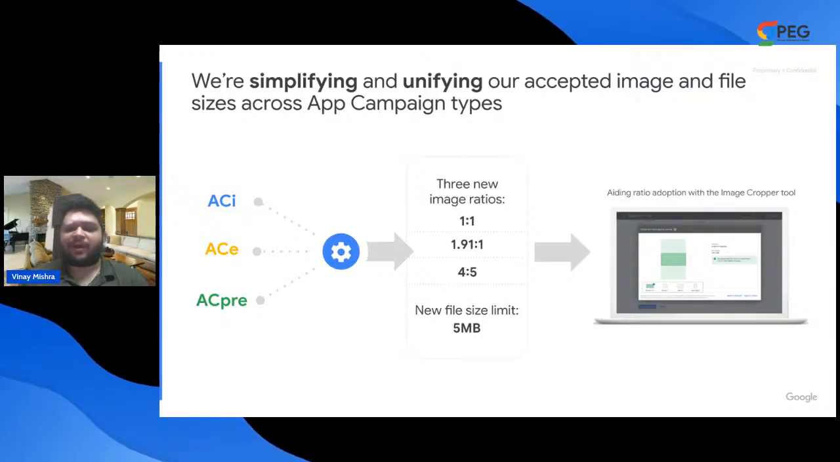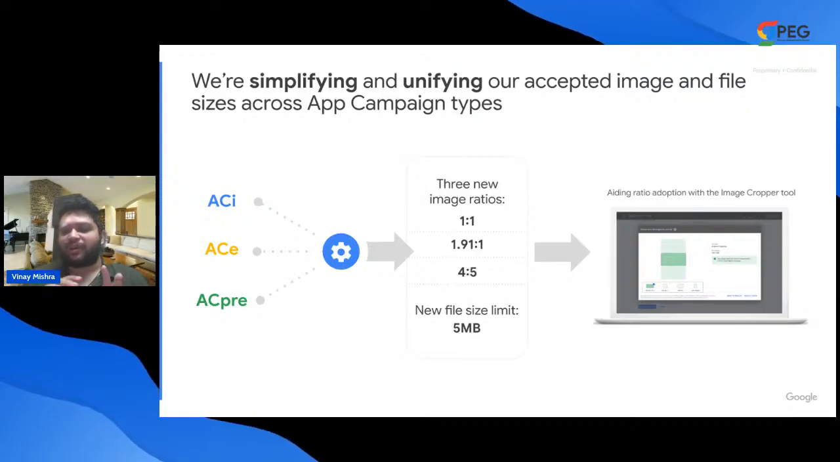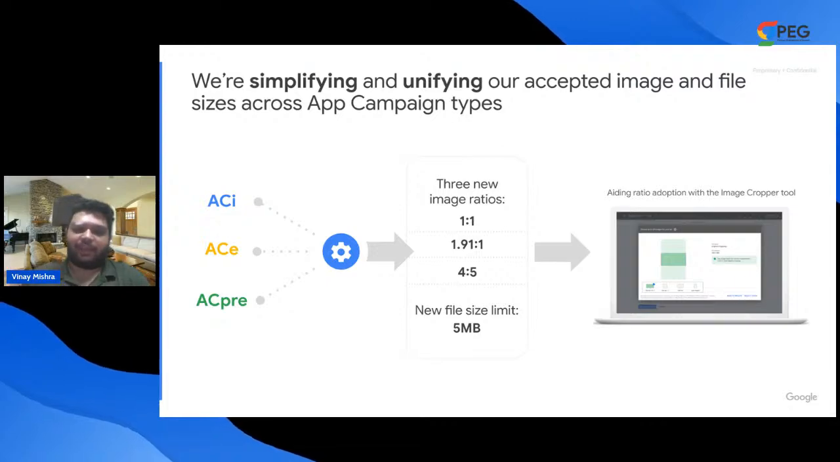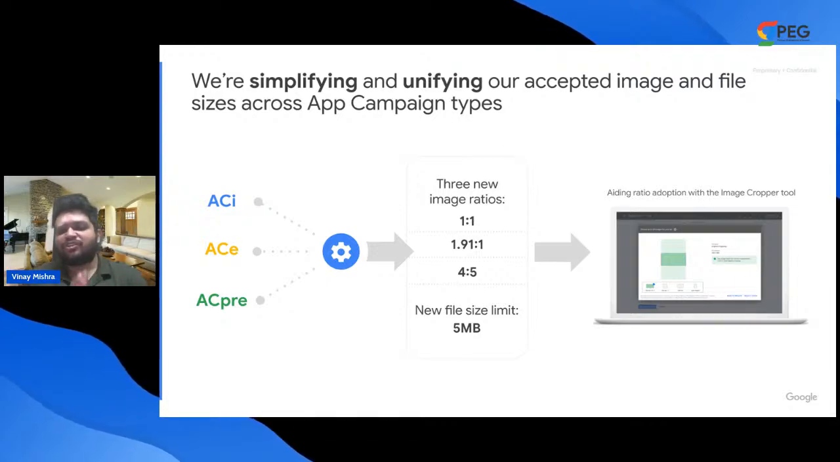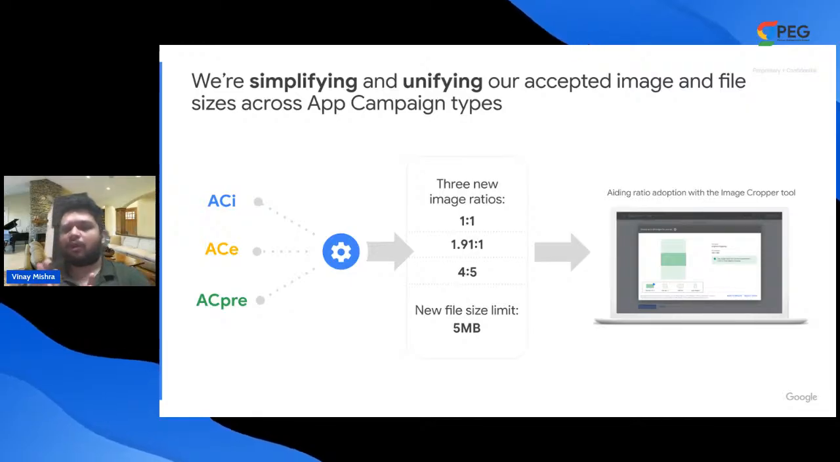So over the past couple of years, we've launched image simplifications, which aim to create cohesion across all campaign types, including your app subtypes, by aligning on three simple ratios. As you can see, it is 1:1, then 1.91:1, then 4:5, with a file size, as I've mentioned here, of 5 megabytes.